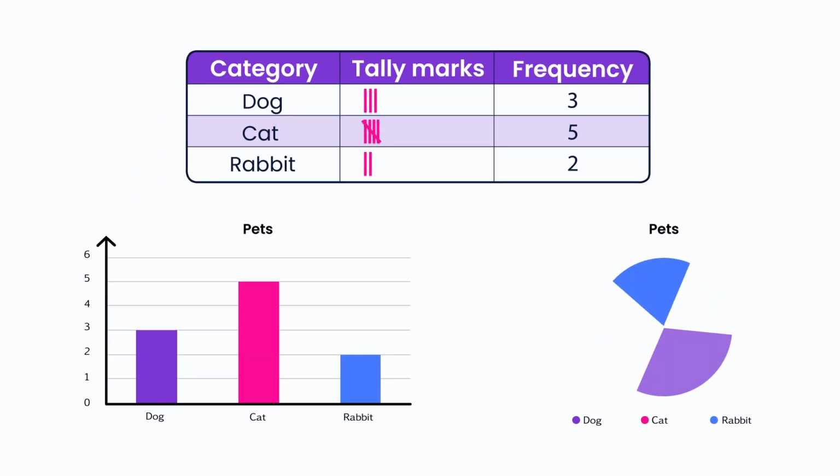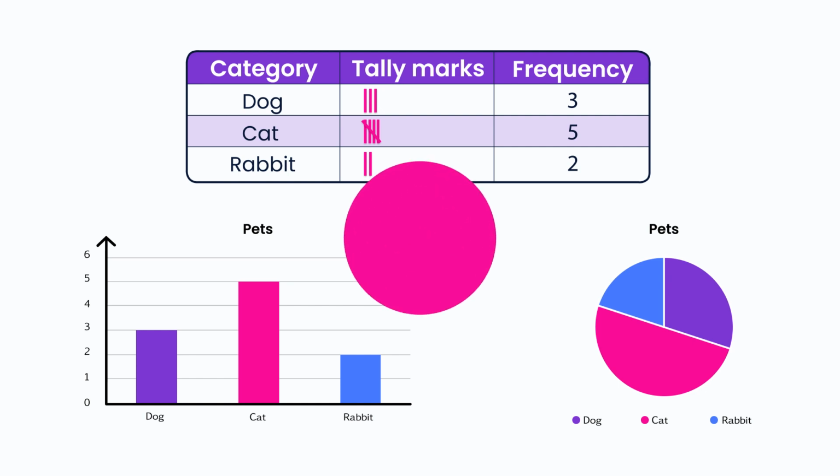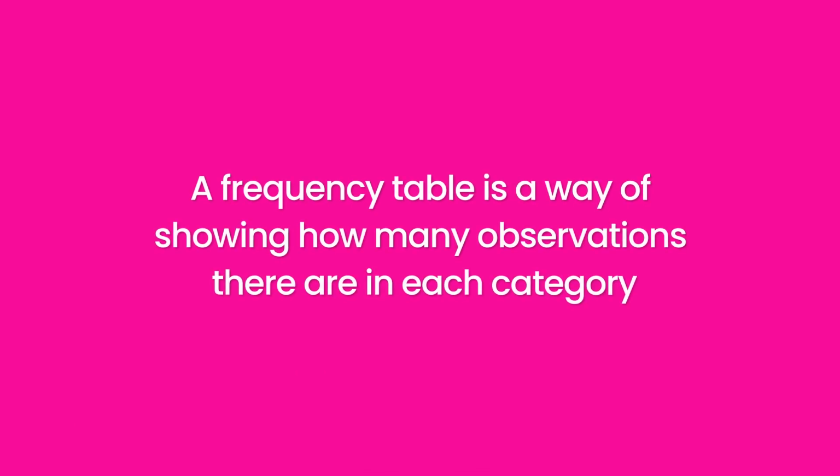You can also use a frequency table to create charts that visualize the data. You will be shown the process for how to do this in a later video. A frequency table is a way of showing how many observations there are in each category.